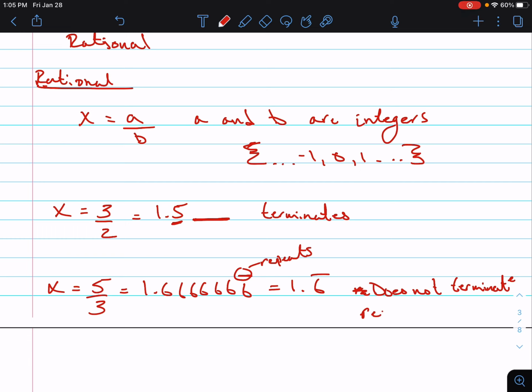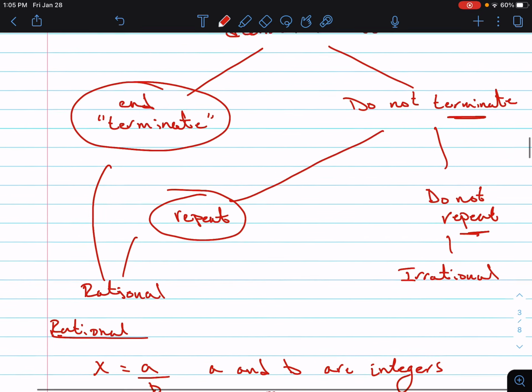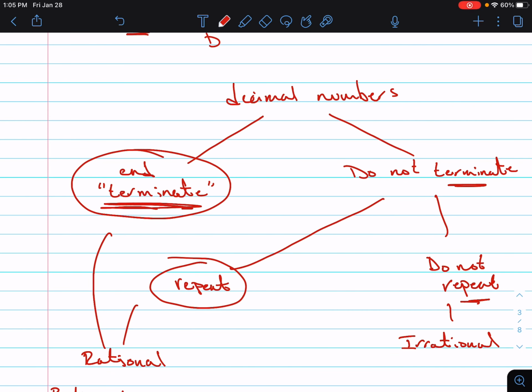But it repeats. And that makes it a rational number. So when we talk about repeating, we're talking about two numbers next to each other being the same. So if neighboring numbers are the same, the number repeats.